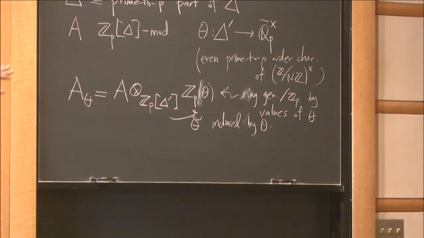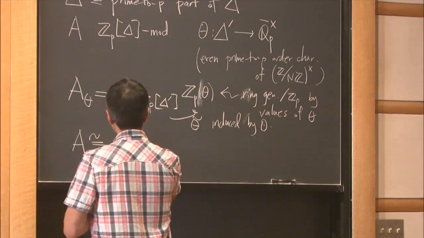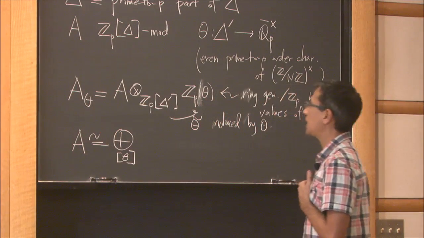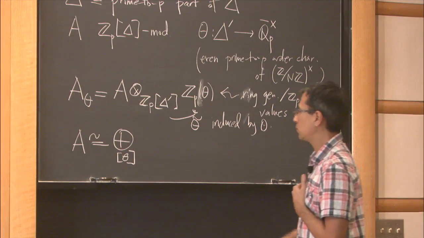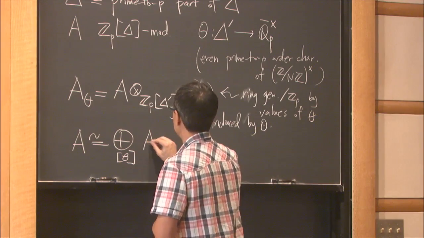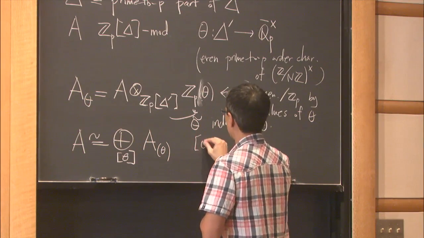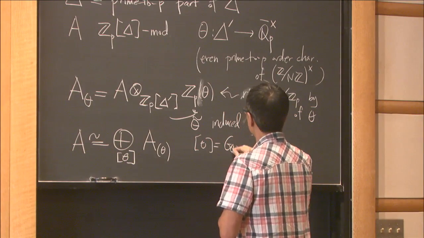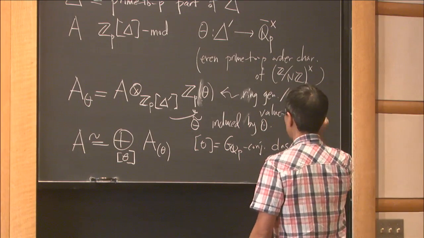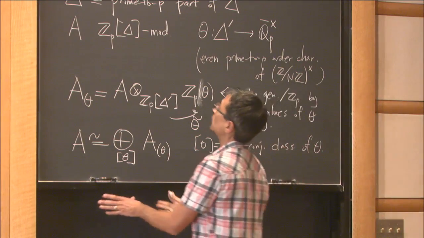But because this group has order prime to p, in fact A is the direct sum over all G_Qp conjugacy classes of theta, that means apply an element after applying theta, of these quotients. So this is the G_Qp conjugacy class. Of course, this depends upon the choice of theta in the conjugacy class.